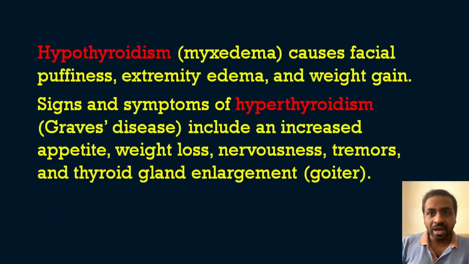So we know that hypothyroidism, or the severe form which we call myxedema, causes facial puffiness, extremity edema and weight gain. There will be weight gain in hypothyroidism, so don't be confused. The signs and symptoms of hyperthyroidism, that means Graves' disease, the severe form, include an increased appetite, weight loss, nervousness, tremors and thyroid gland enlargement, that is the goiter. Goiter can be seen in hyperthyroidism. So you can omit all the other options if you know the signs and symptoms of hypothyroidism. I think that also is clear for you now. This is very, very important. In some way or other we can expect questions from this area.